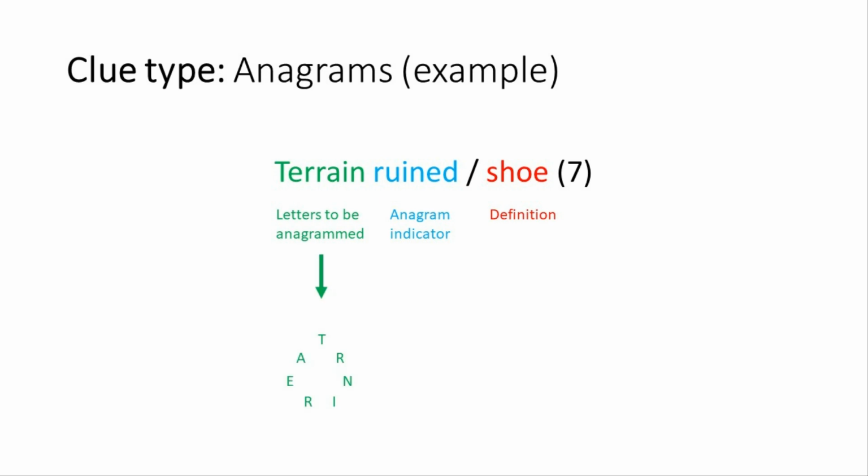When I'm solving clues that I suspect to be anagrams, I find it useful to write out the letters to be anagrammed in a different order to the one they're found in the original word. If I look for long enough, I can see the word "trainer", which is a type of shoe.